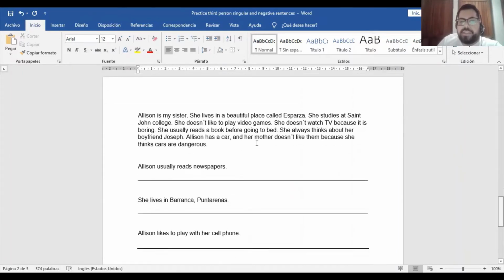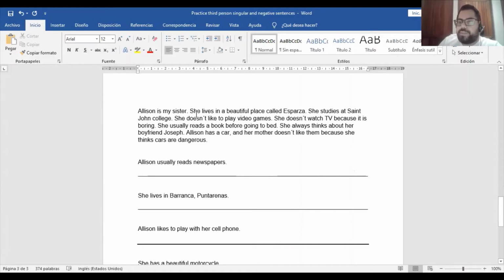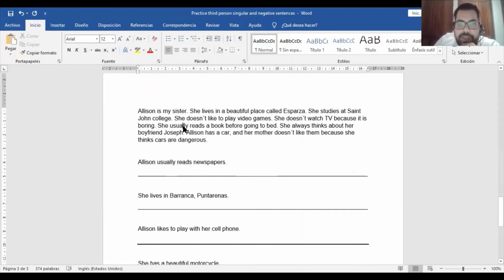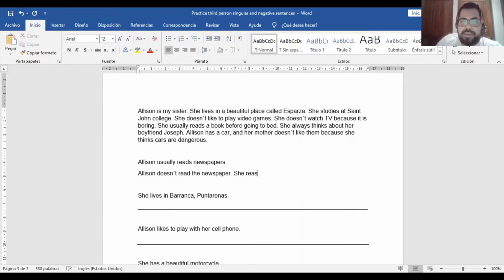There's one. It's in here. Allison is my sister. All right, this is about Allison. This is the other text. Look at this. It says in here, Allison usually reads, right, the newspaper. Let's go back to the text over here, but look at this. She usually reads a book before going to bed. So a book, another, in this case, a newspaper. So we say, for example, guys, in this case, Allison doesn't read the newspaper. She reads, all right, a book before going to bed. Look at that, all right?